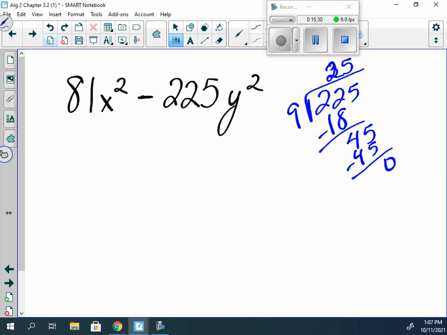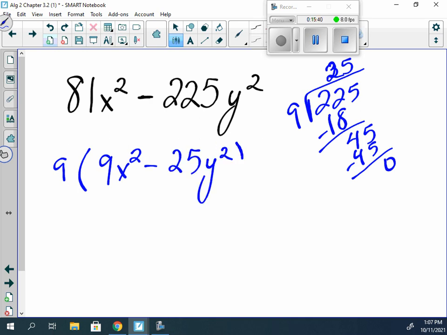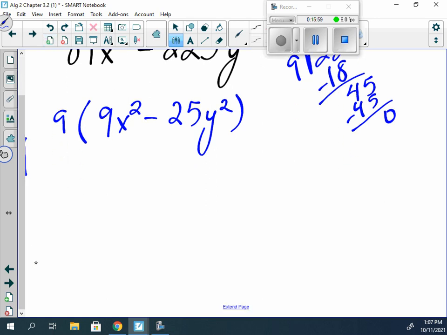So let's just say I factored out the 9. 81 divided by 9 is 9x squared. And as we see here, this is 25y squared, yes? Is it still a difference of perfect squares? Yes. So there are some where we could actually factor out a greatest common factor and end up with perfect squares. Because 9x squared and 25y squared are perfect squares.